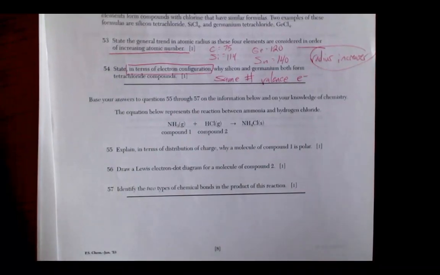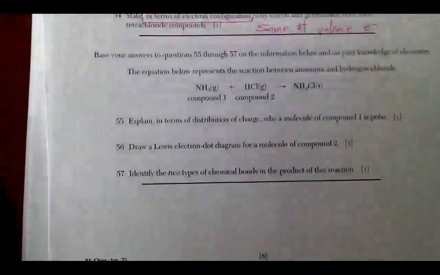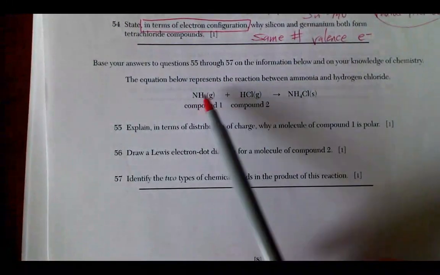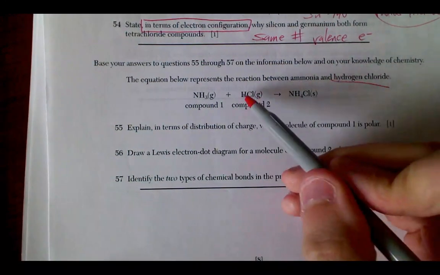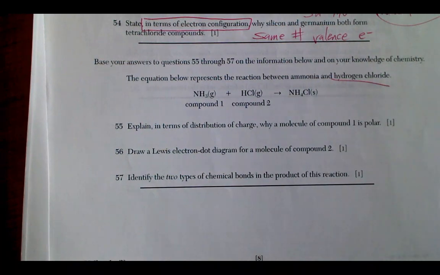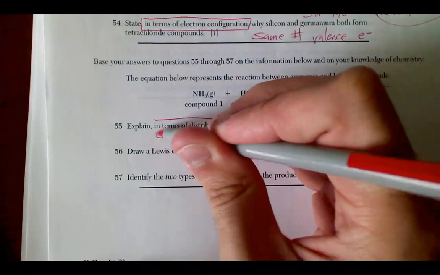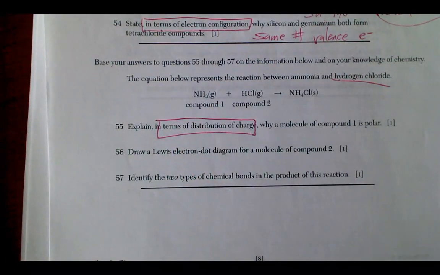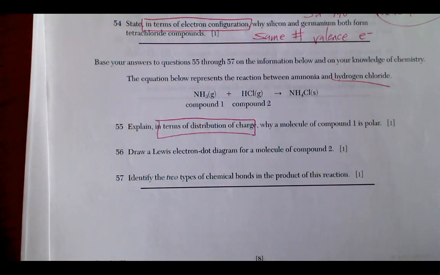All right. The equation below represents the reaction between ammonia and hydrogen chloride. Ammonia is this one right here, NH3, and hydrogen chloride is HCl. And they make this thing over there. Explain in terms of distribution of charge. In terms of distribution of charge, we have to talk about how charge is distributed. Is something unbalanced or more balanced? Where are the electrons going in our answer? Why is a molecule of compound 1 going to be polar?